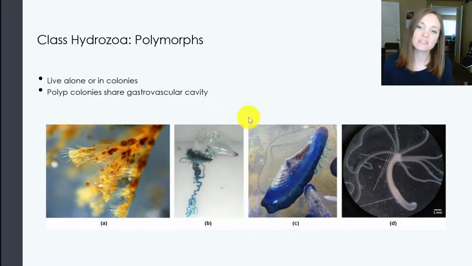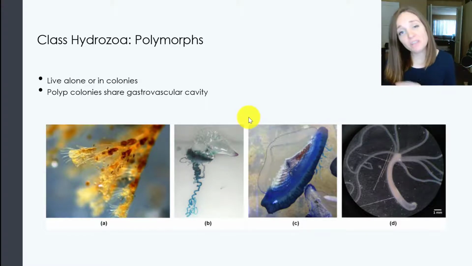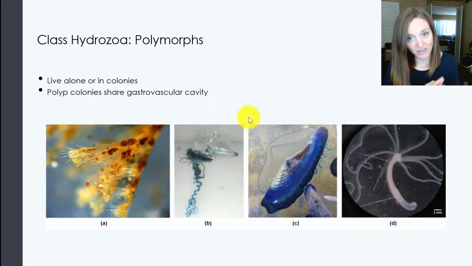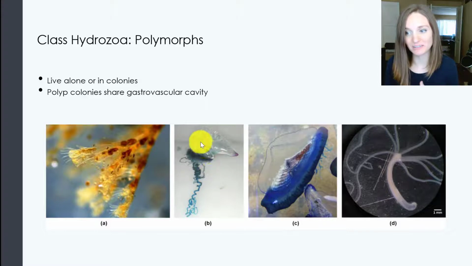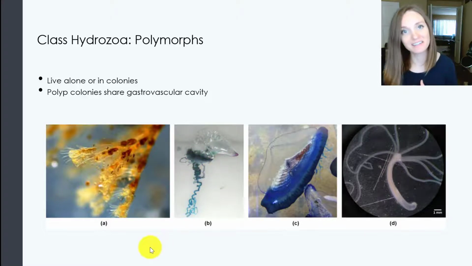They tend to either be alone or in colonies. You can do it either way. If they are in colonies, they will often share a gut, like we saw. They'll share that gastrovascular cavity. And yeah, these are kind of the unique individuals in Cnidaria, because they come in lots of different shapes. This Portuguese man of war confused scientists for a very, very long time. We weren't quite sure what this was. Then we figured out, oh, hey, it's a Cnidarian.